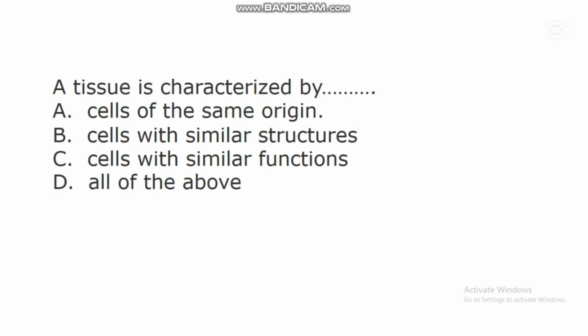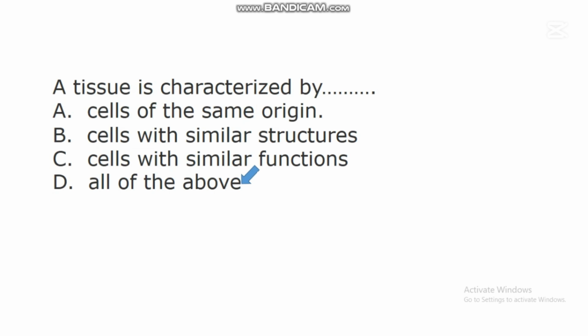The next question says, a tissue is characterized by dash. A. Cells of the same origin. B. Cells with similar structures. C. Cells with similar functions. D. All of the above. In this question, the correct answer is D.